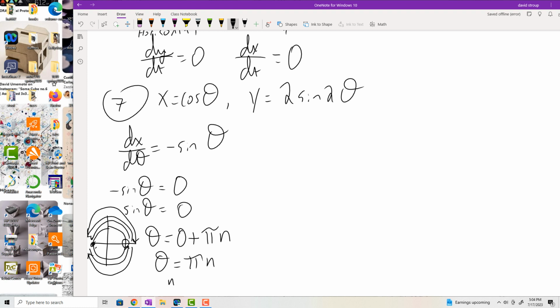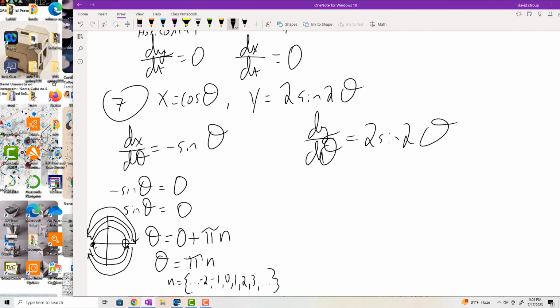That n value, if you're not sure about what the heck that means, it's any negative counting number, 0, and then any positive counting number. Okay, great. Then I go after dy with respect to theta. And again, I have a bit of a trigonometric equation to handle. Divide both sides by 2.